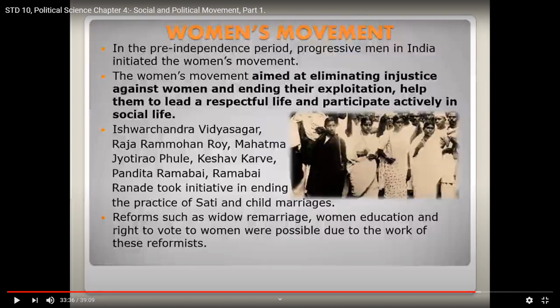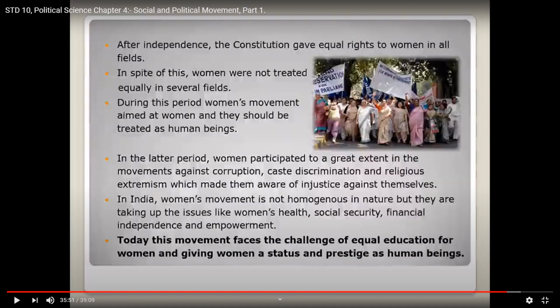Reforms such as widow remarriage, women's education, and the right to vote for women were possible due to the work of these reformists. If you see, many of these topics are already discussed in the 9th standard, and we have discussed them in our 10th historiography also. So many of these things are already discussed, so we won't discuss much on them.